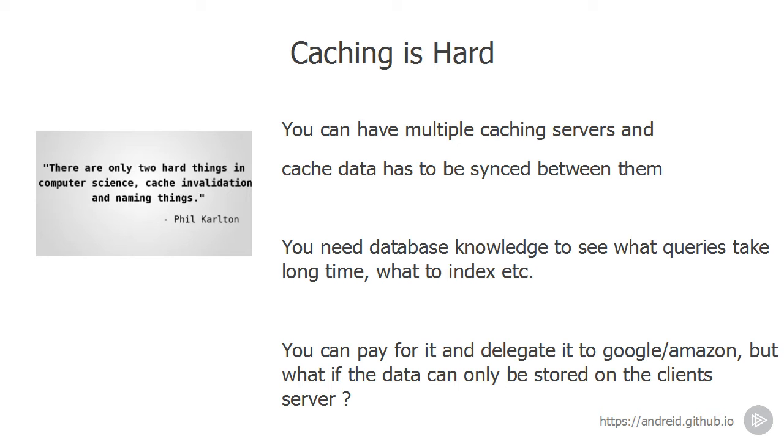As your application grows bigger, you can have multiple caching servers, and you have to take care of how to sync data between them. You also need some database knowledge to see what you can optimize, because, for example, if you want to remember each individual user's preferences in the cache, it can grow a lot. There are paid solutions offered by Google, Amazon, and others, but let's say you don't want the data to be stored on Google's servers. You're working on a banking system, and you can have the data only on your own servers. Plus, it's cheaper.